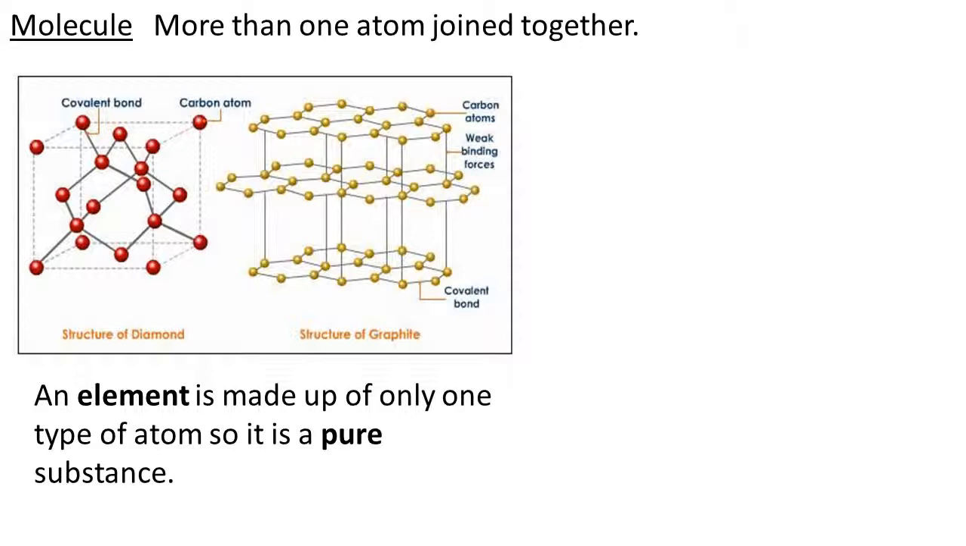Graphite's the same. Graphite's just made of carbon as well, but you can see on this diagram that it's arranged in sheets. And this is one of the reasons why graphite in your pencil can make marks on your paper, because as you run your pencil over your paper, the graphite comes off, the carbon layers come off onto your paper. So this is two examples of elements. So oxygen, O2, that's an element. It's pure, it's only got oxygen in it.